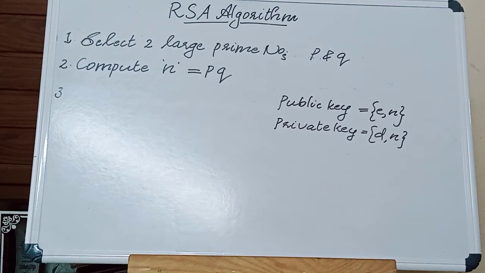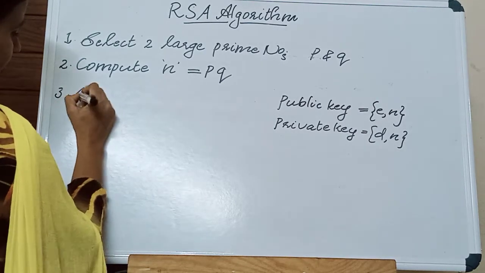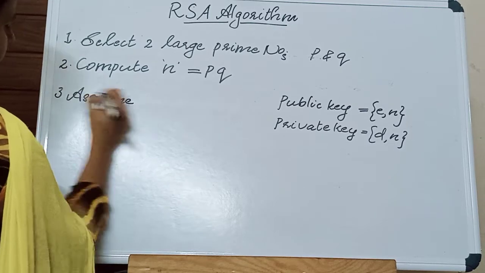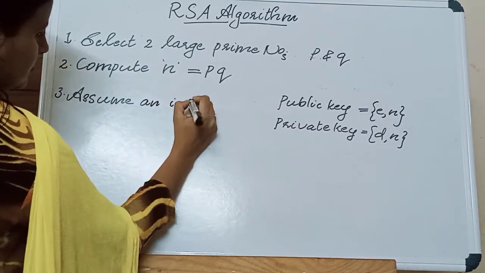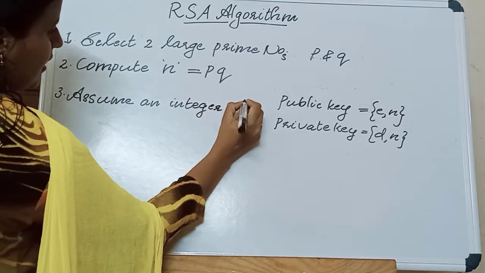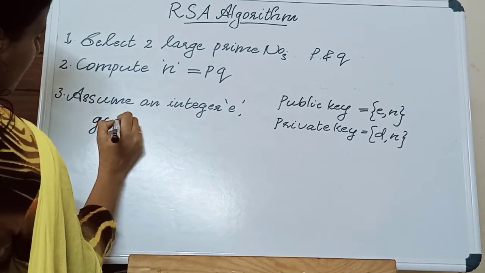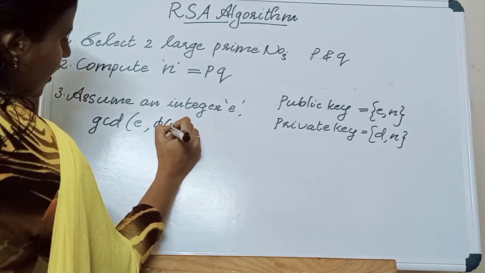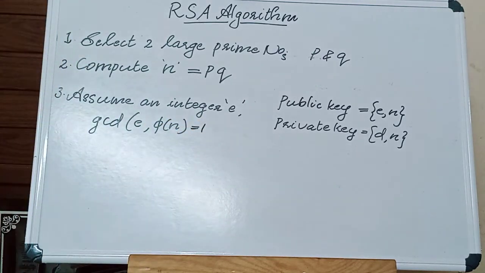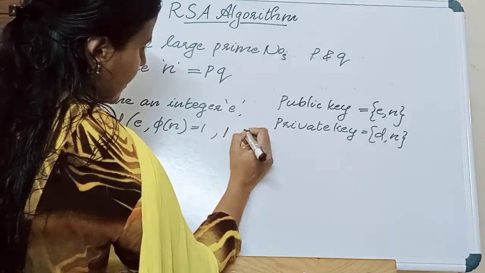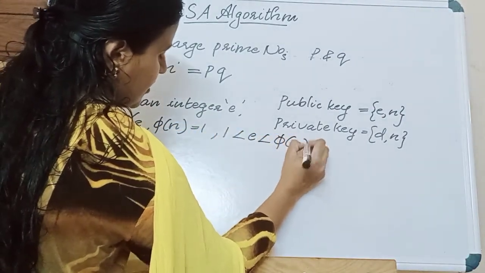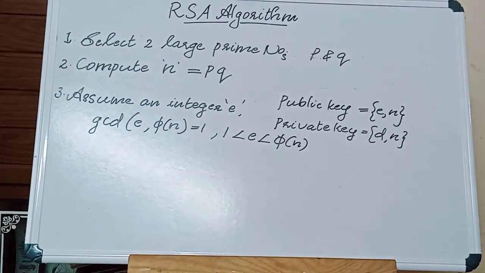The third step for implementing RSA algorithm is to assume an integer E such that GCD of E and phi of n is equal to 1, where 1 is less than E, and E is less than phi of n.